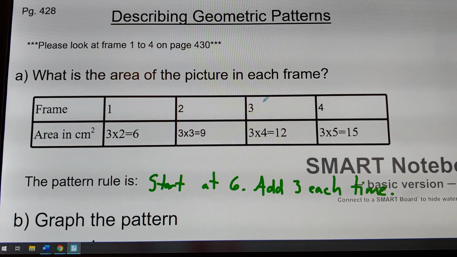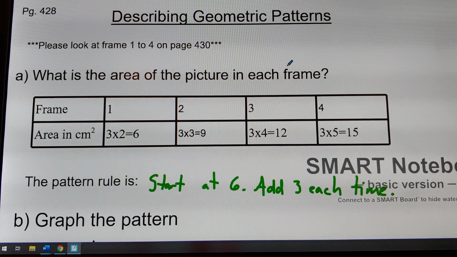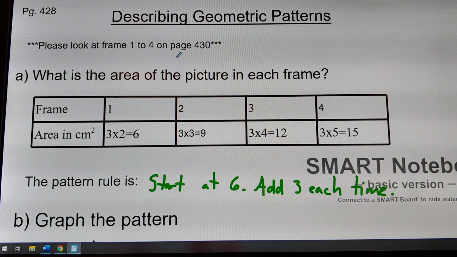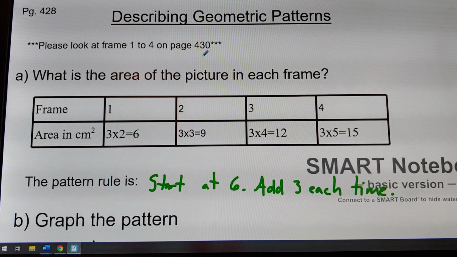Okay, so the next and final lesson for our patterning unit, you'll see it's on page 428, describing geometric patterns. And here, please look at frames 1 to 4 on page 430. At this moment, pause the video, pull up your textbook, and flip to page 430, because you do kind of need to look at that picture, okay?